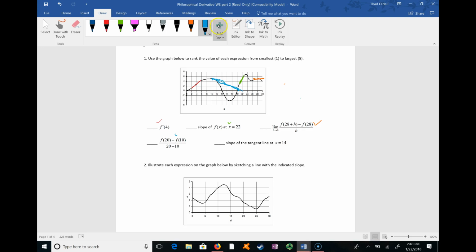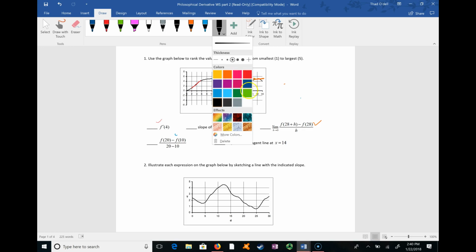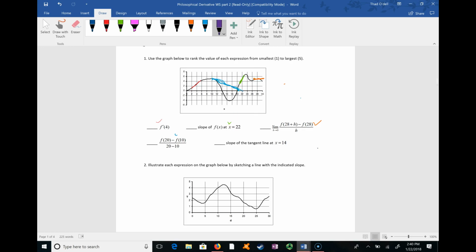And then finally, we can use maybe, do I have a green yet? Dark green, how about purple? So the tangent line at x equals 14, that would be right here. So that's just a line like that.